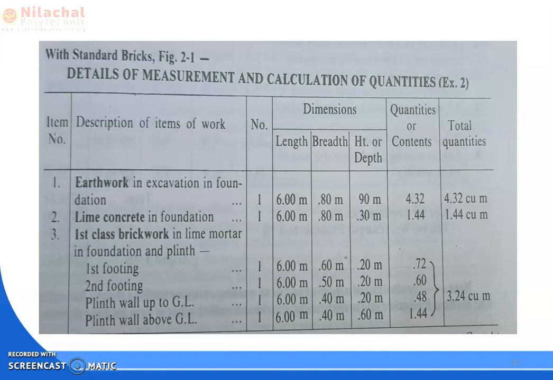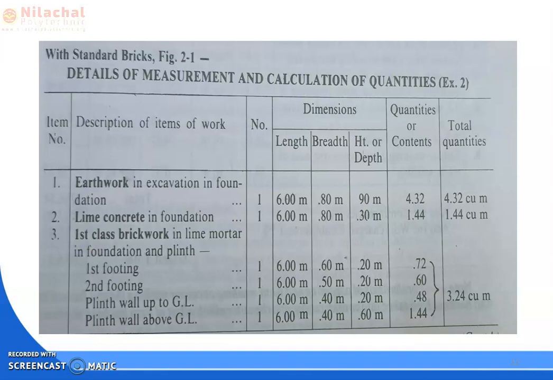Length is 6 meter. Breadth is 0.40 meter. Height is 0.60 meter. Then the total quantity is how much? 1 into 6 into 0.4 into 0.6. Then we get the total quantity, 1.44 meter cube.